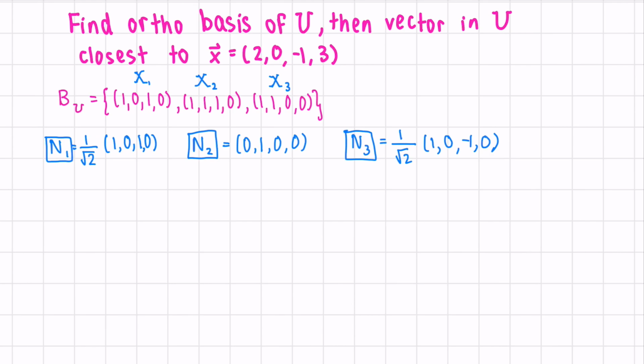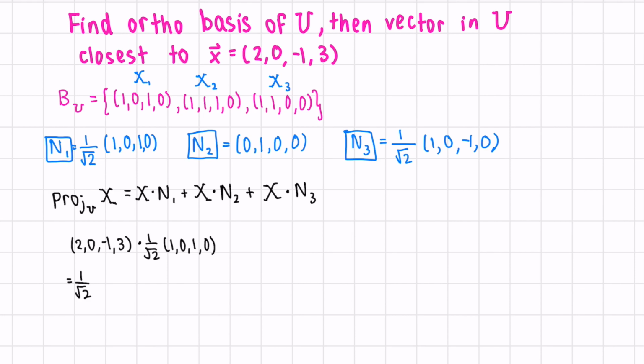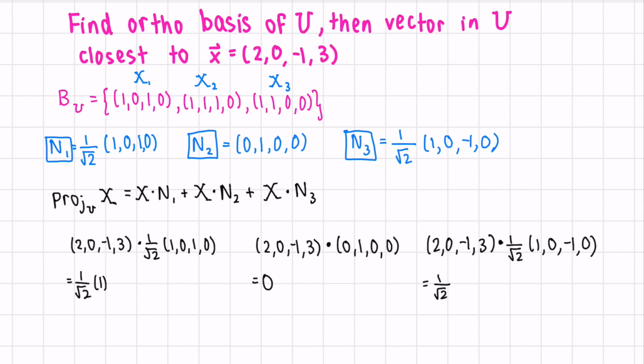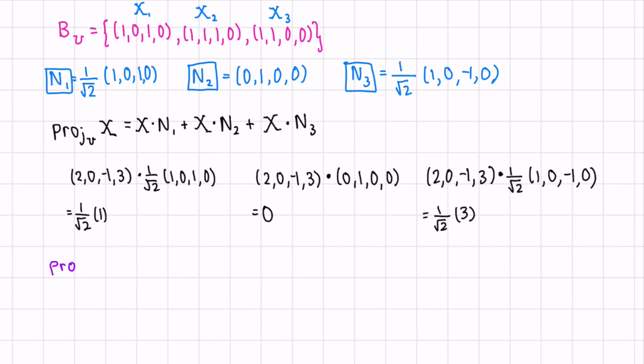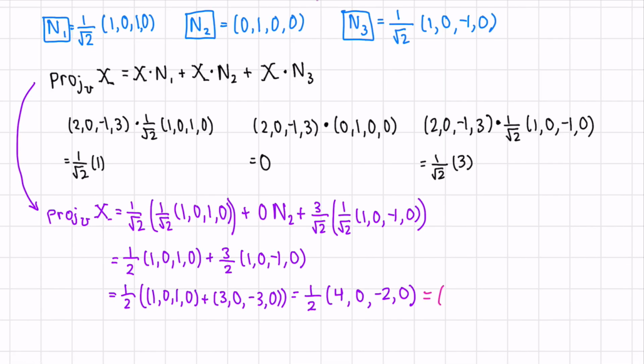The vector in subspace U closest to x would be the projection of x on U. To find this, let's add together the portion of x covered by n1, n2, and n3. Let's compute these dot products. Firstly, we have 1 over root 2 times 2 minus 1. The next dot product is 0, so x is already completely orthogonal to n2. And lastly, we have 1 over root 2 times 2 plus 1. Now we can write our answer. And our final answer is 2, 0, negative 1, 0.